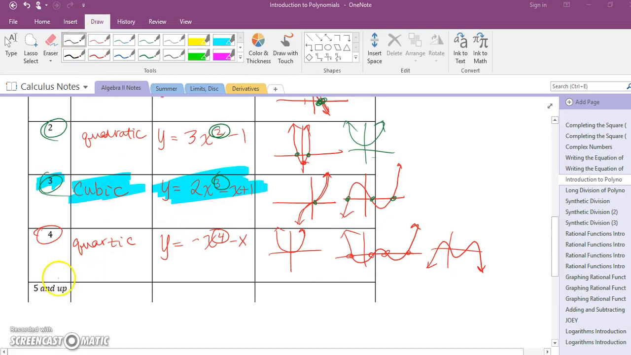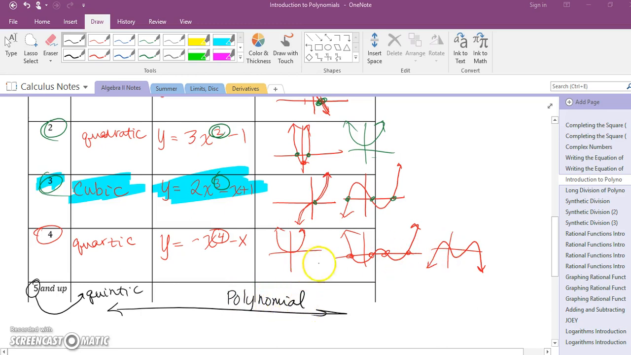For 5 and up, technically if the degree is 5, it's called a quintic. But in general, anything 5 and up is generally just a polynomial. And there are so many possibilities for the graphs that I'm not even going to fill that out there.